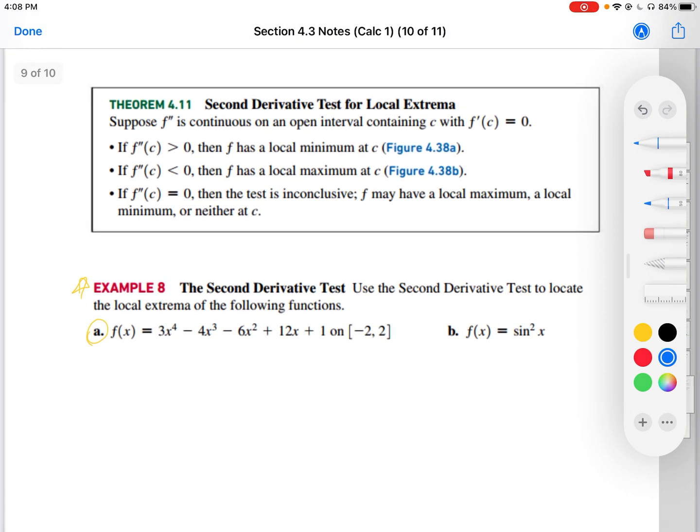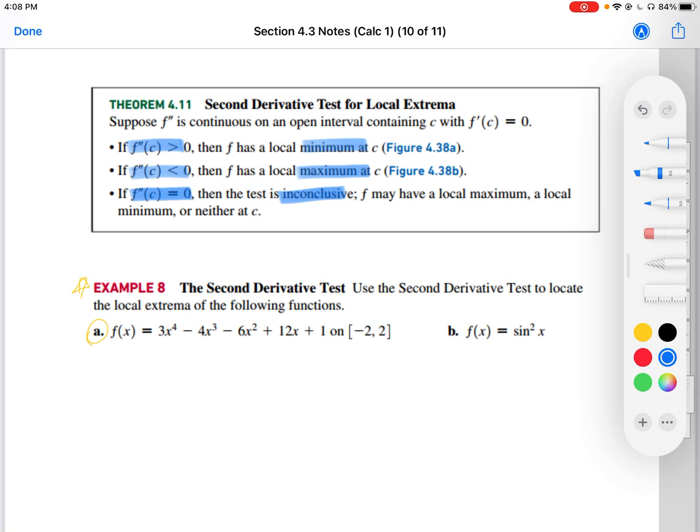Theorem 4.11, second derivative test for local extrema. Suppose f double prime, the second derivative, is continuous on an open interval containing c with f prime of c equals 0. Now what we're saying here is if the second derivative is positive, then it has a local minimum. If our second derivative is negative, then it has a local maximum. If our second derivative is 0, then the test is inconclusive. It may have a local maximum or a local minimum, or neither.